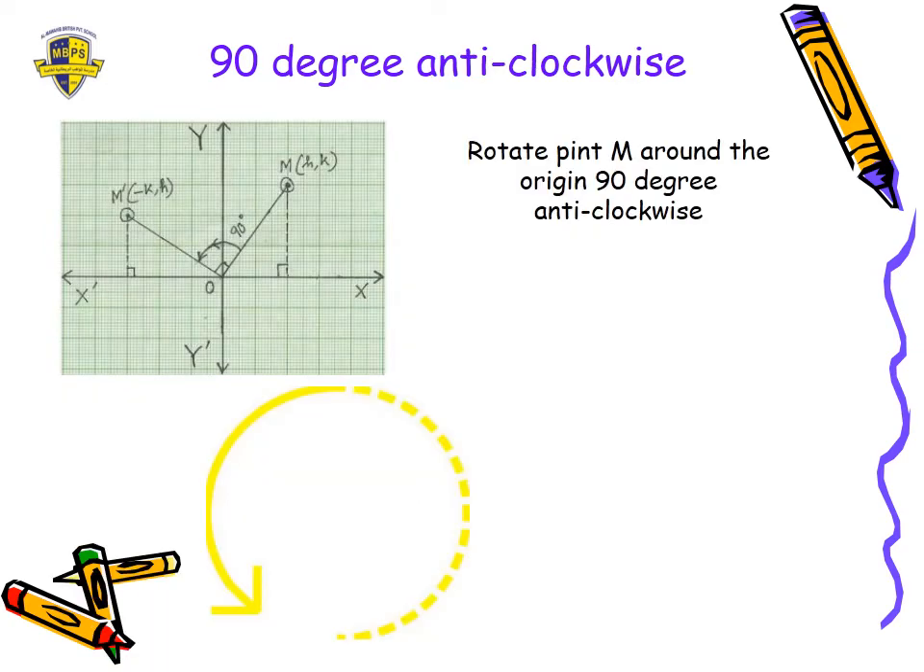Now grade 5, let's learn how we can rotate any point 90 degrees anti-clockwise. Anti-clockwise means to the left side. Good. So now we want to move to the left, not to the right. Observe M here. We move it 90 degrees to the left, and this gives us prime M. Prime M is the image of M after rotation.